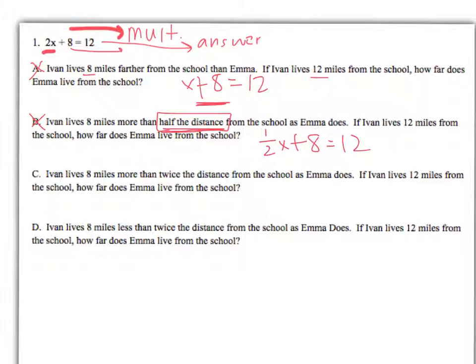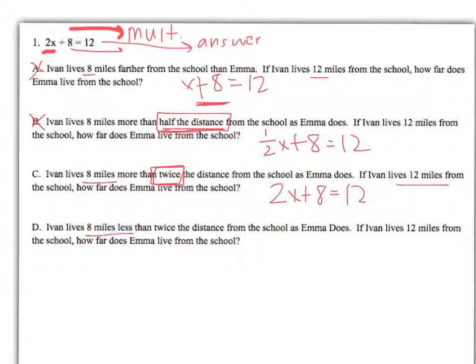C says Ivan lives 8 more than twice the distance from school as Emma does. If Ivan lives 12 miles, how far does Emma live? So the big thing with this one, as we are coming to this, we have 8 more than twice. Here's our big thing. Everything's accounted for in this one. 2x plus 8 equals 12. But double check with D just to be on the safe side. You never know, you could have read it wrong.